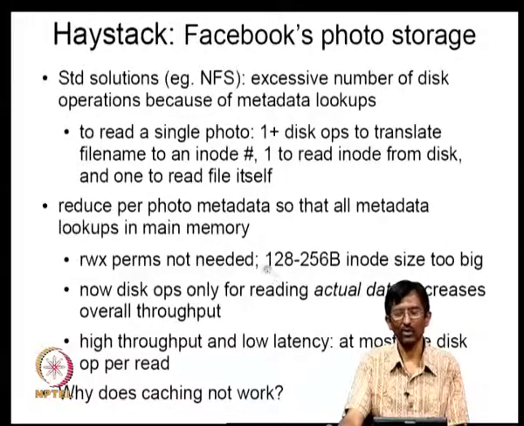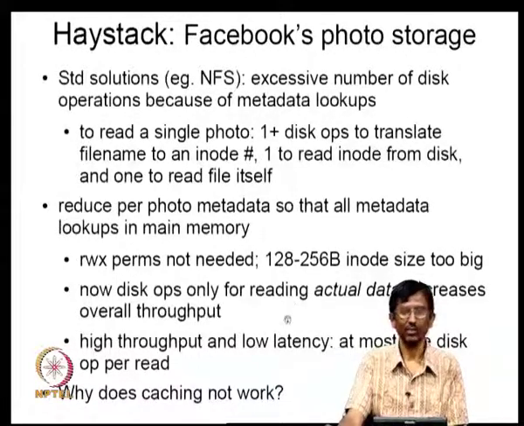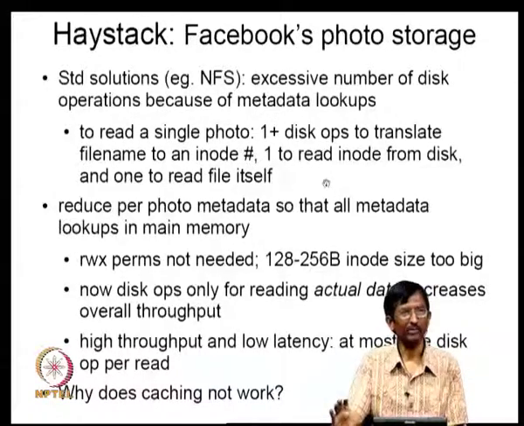typical inodes are 128 to 256 to 512 bytes. This size is too big. You reduce all those unnecessary things, it turns out your inode size becomes sufficiently small that the metadata for keeping billions of photos is now possible to be kept in memory itself. I think GFS tried to do it by making very big chunks, 64 megabyte chunks. So that's why they reduce the amount of metadata required for keeping them.